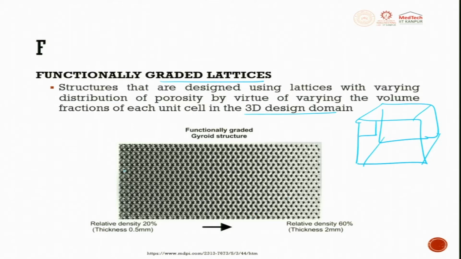So, you see here it is not dense, here it is very light. Maybe here it is much lighter. You can see here relative density goes from 20 to relative density of 60. Here the thickness is 0.5 millimeter, here the thickness is 2 millimeter. Like this, if you want to develop functionally graded lattice, functionally graded structures, functionally graded materials, AM is the only process which gives you this flexibility.